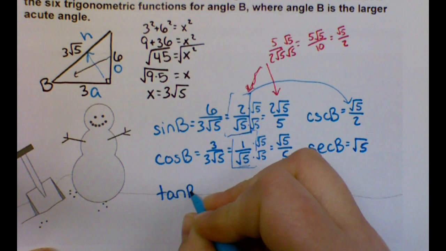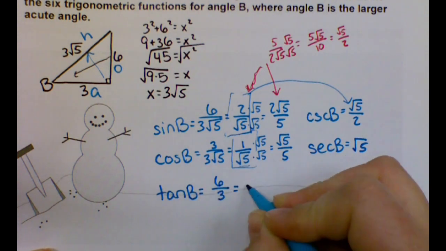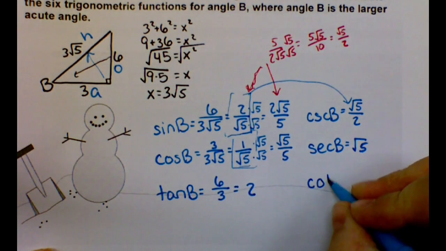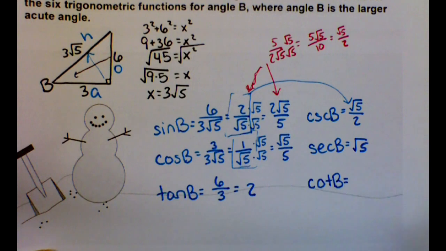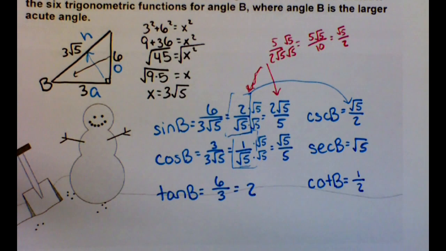And then tangent of angle B is opposite over adjacent, which is 6 over 3, which simplifies to just 2. Tangent lines up with cotangent. Cotangent's the reciprocal. Remember that the reciprocal of a whole number is just 1 over that number. So our cotangent is 1/2.